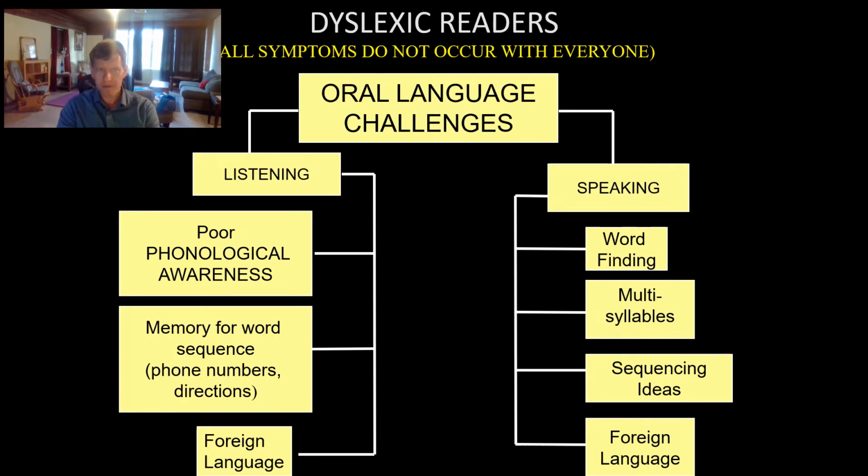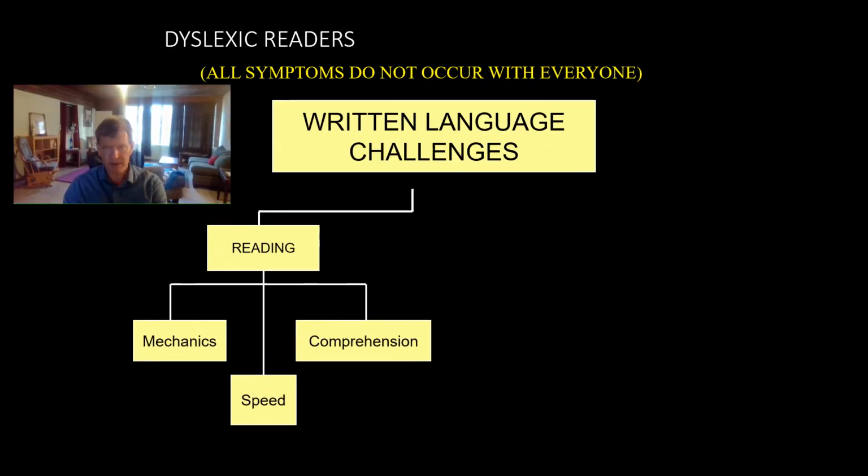So dyslexic readers have some, but not necessarily all, of the following symptoms that you see here. There may be struggling with listening comprehension. There may be difficulties with phonological awareness. In fact, phonological awareness is the key thing you would want to look for. There may be difficulty with memory for word sequences, for instance, phone numbers, directions. And there may be difficulty with finding words, making sense out of multi-syllable words, sequencing words, and sequencing sentences.